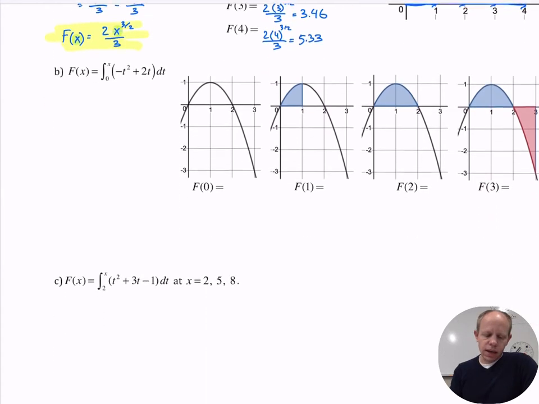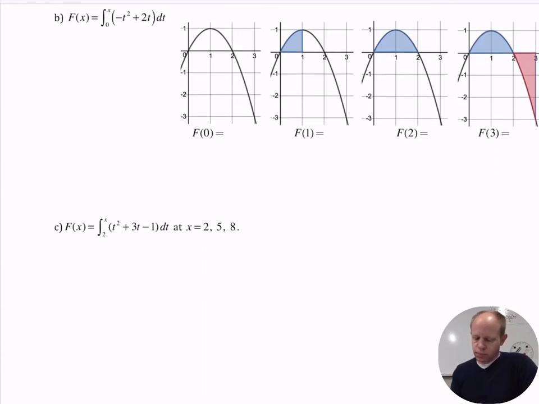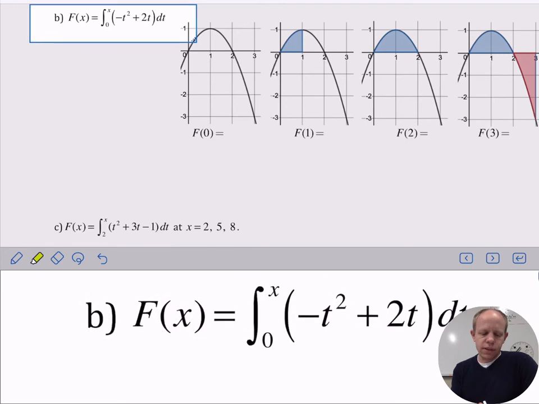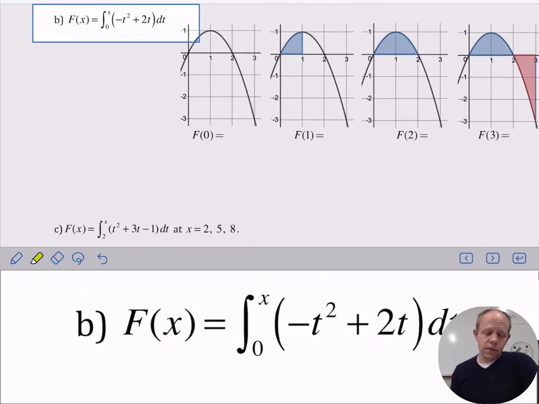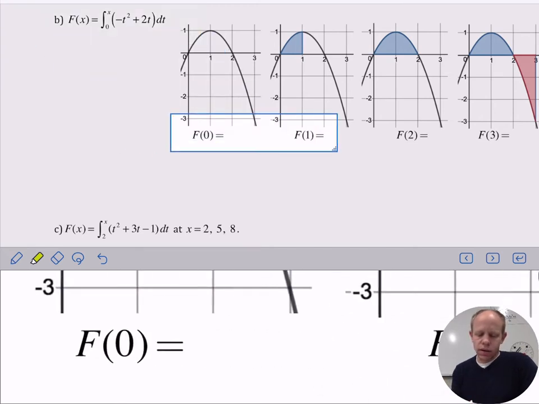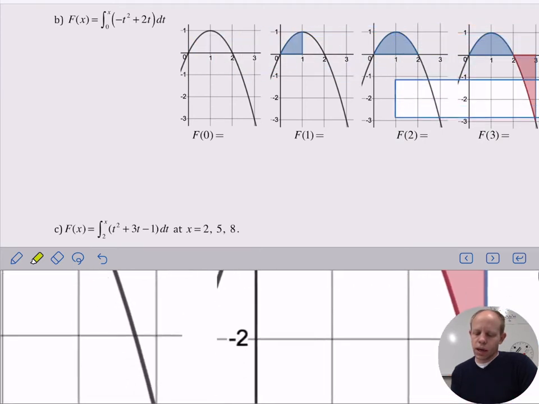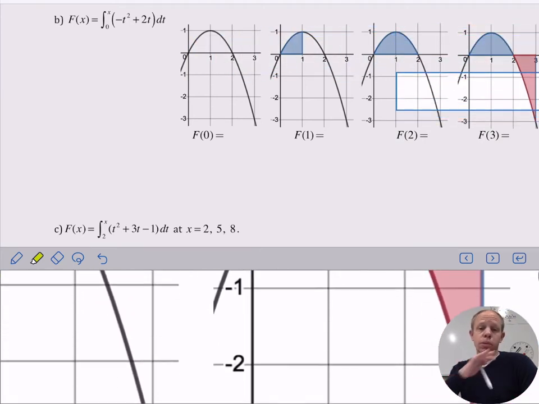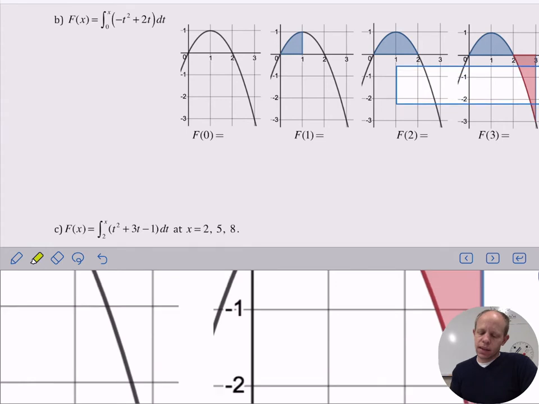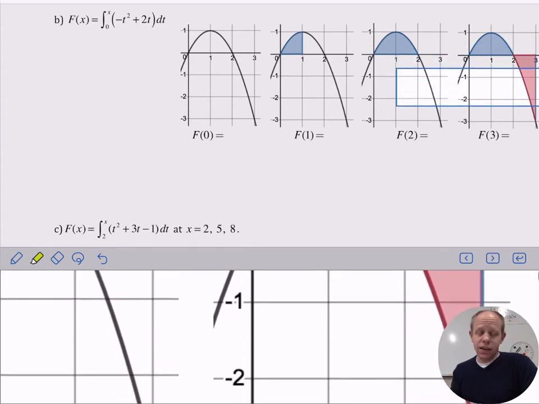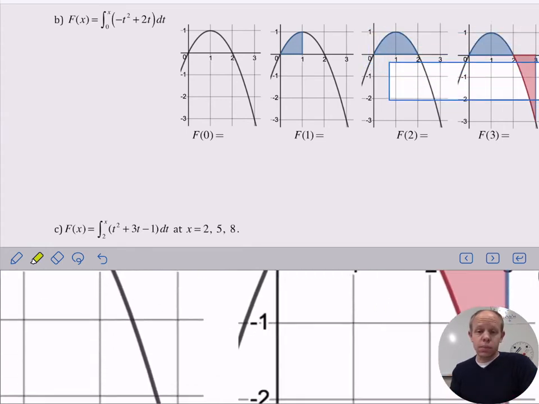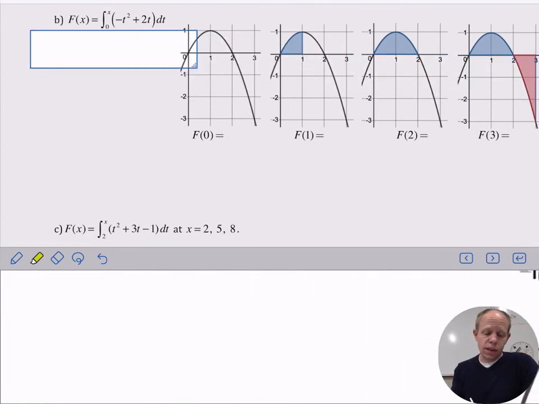All right, we'll try it again here with another example. So we have the definite integral from 0 to x of negative t squared plus 2t with respect to t. And then we're going to want to find all of these right here. Now you'll notice as we have a function that falls below the x-axis, that this area then becomes negative, and so we actually have the displacement of the area for our accumulation. So let's give it a try here.